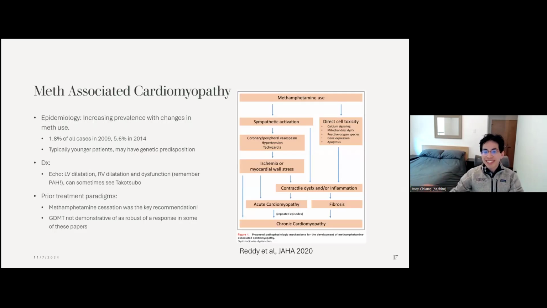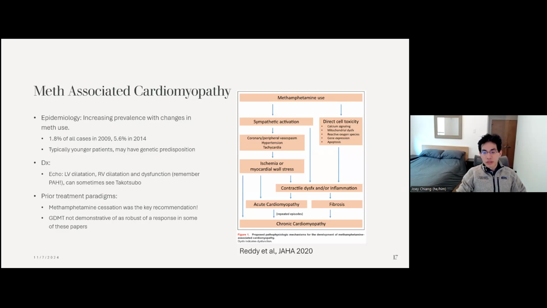Wonderful. So let's chat about meth-associated cardiomyopathy. This is a near and dear issue to my heart, no pun intended. This is a condition that is increasing in prevalence with changes in meth use. At least in Southern California, it was 5.6% of all cardiomyopathy cases in 2014. And I presume that number has continued to balloon based on substance use trends here on the West Coast of the United States. Typically, younger patients, some of them might have some genetic predisposition.